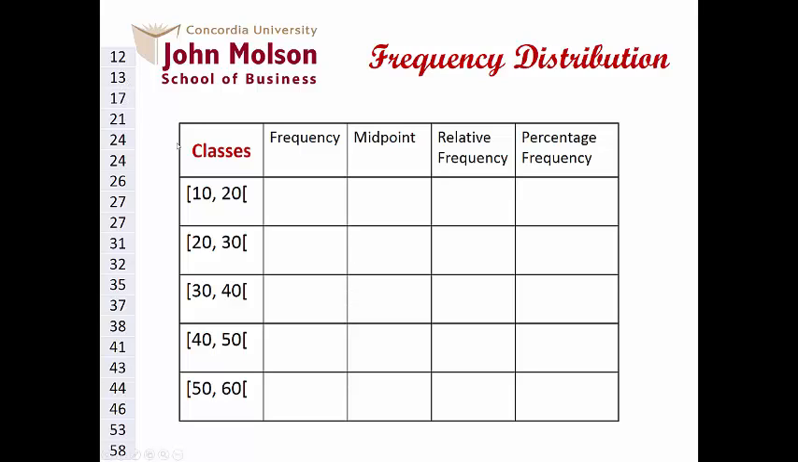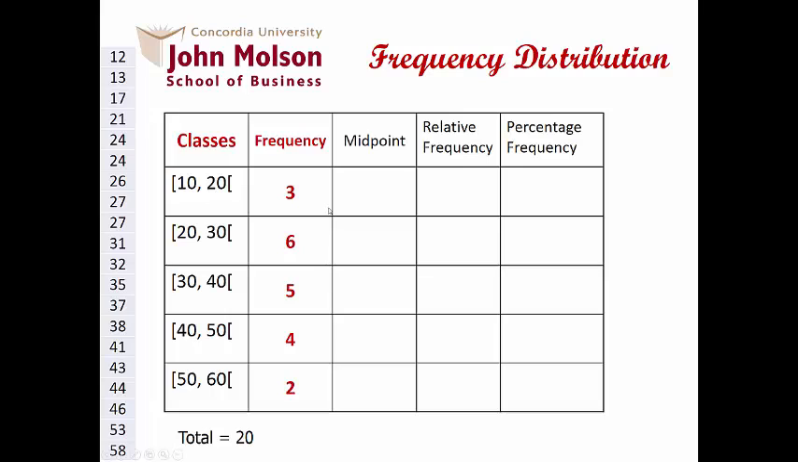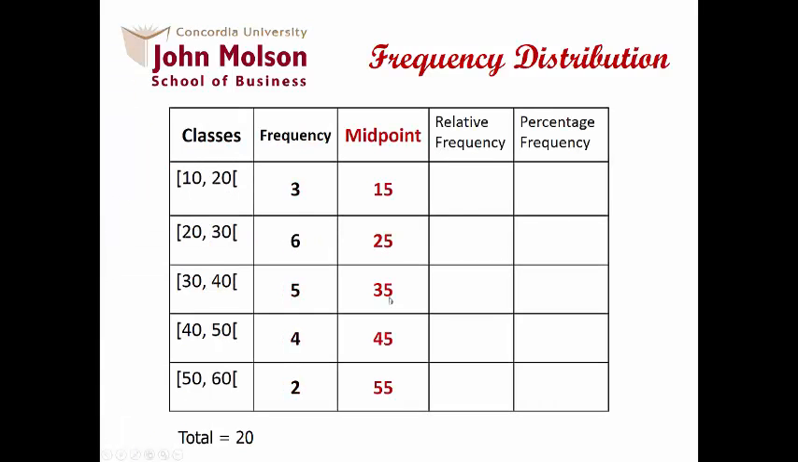All I need to know now is to identify how many observations are between 10 and less than 20. 1, 2, and 3. I have 3 observations. So this is my frequency. And the total is 20. It is easy to identify the midpoint between 10 and 20. The midpoint is 15, 25, 35, 45, and 55.